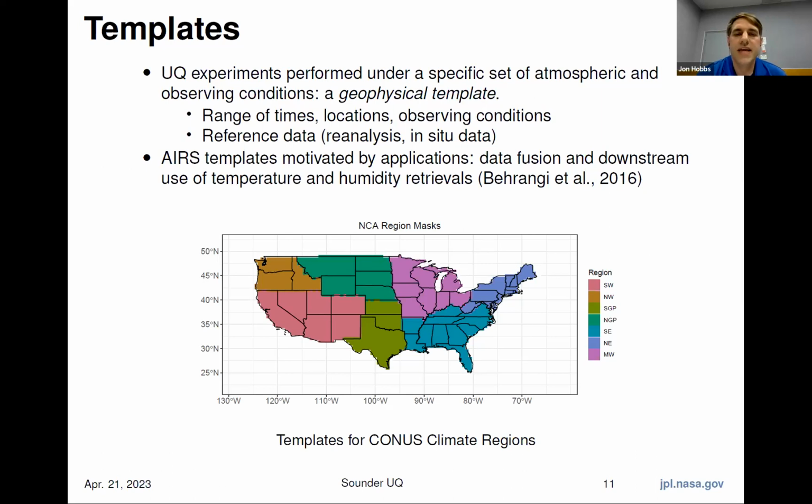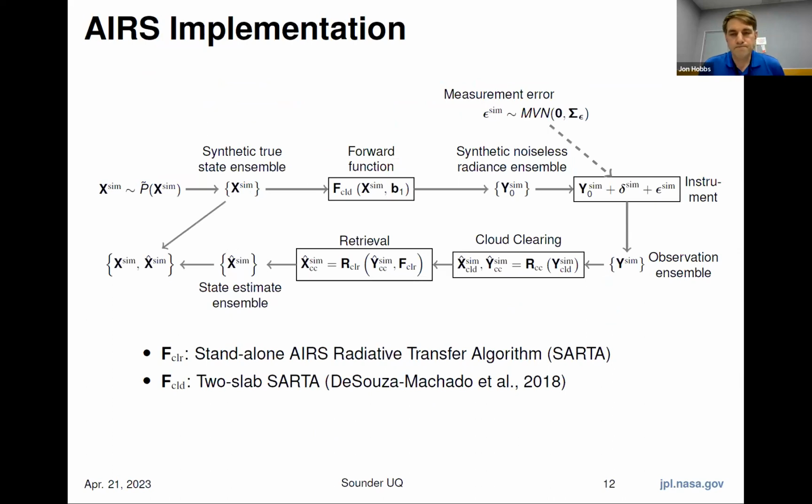So, a lot of these investigations with this setup are motivated by applications or other use cases downstream. Data fusion is one that's relevant for AIRS and complementary instruments. And there's also been a lot of use of AIRS temperature and humidity data for a number of applications, such as monitoring drought over the continental US. So those are some motivating examples for carrying this out.